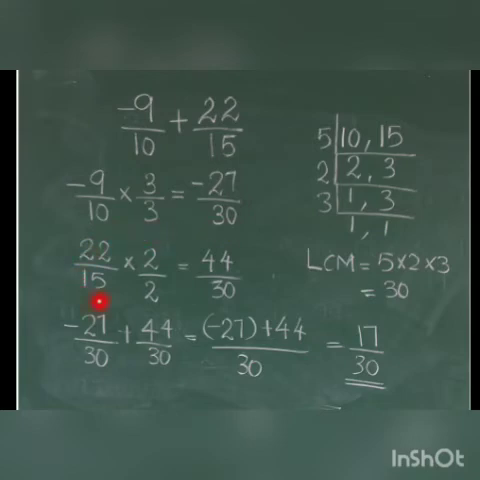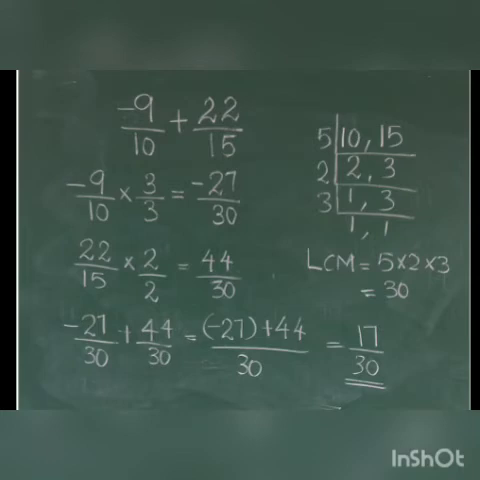Next, 22 by 15 is the second fraction. 15 into 2 is 30, so the numerator also you multiplied with 2. What are you getting? 44. So what are the new fractions you got? Negative 27 by 30 and 44 by 30. So when you see the denominators, they are the same.